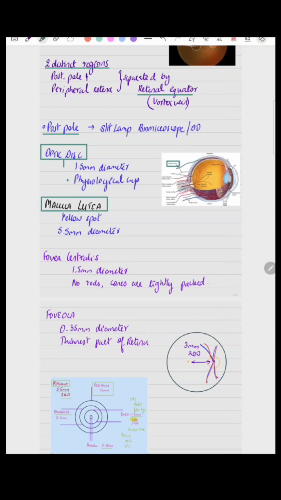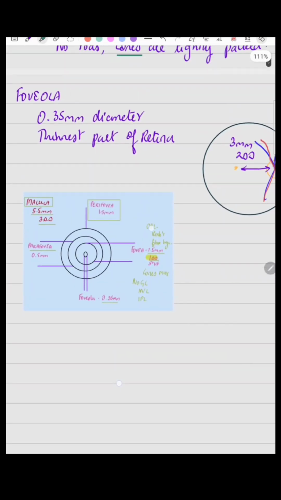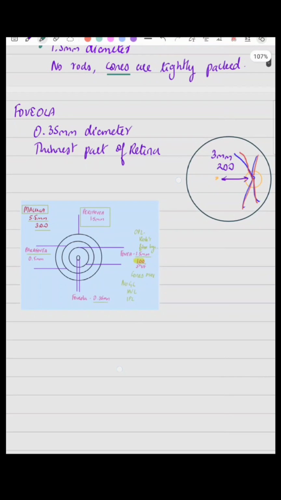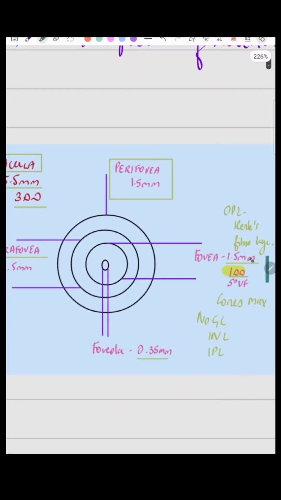It is also called the yellow spot. It is 5.5 mm in diameter. The macula lutea contains the fovea centralis, which is about 1.5 mm. There are no rods here; only cones are present, which are tightly packed. It is the central depressed part of the macula. This is the fovea, which is 1.5 mm, approximately one disc diameter, subtending an angle of 5 degrees of visual field.